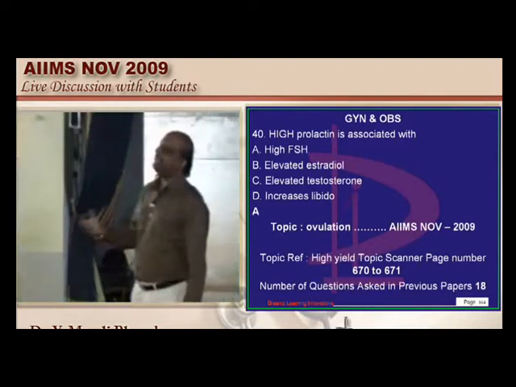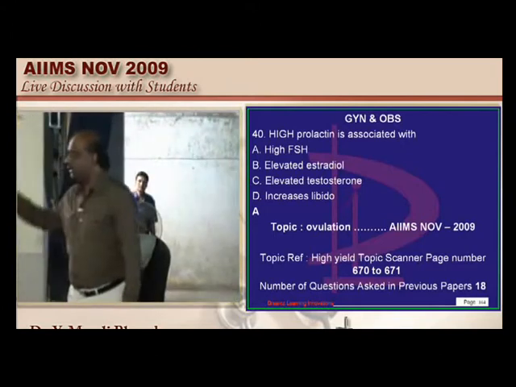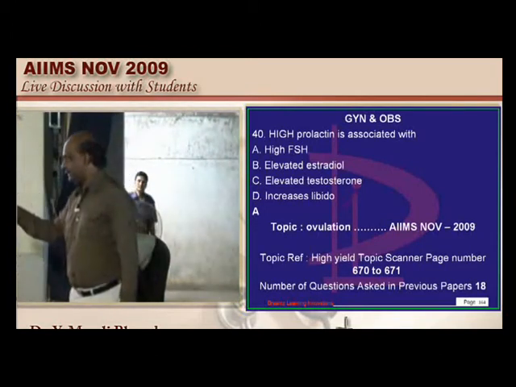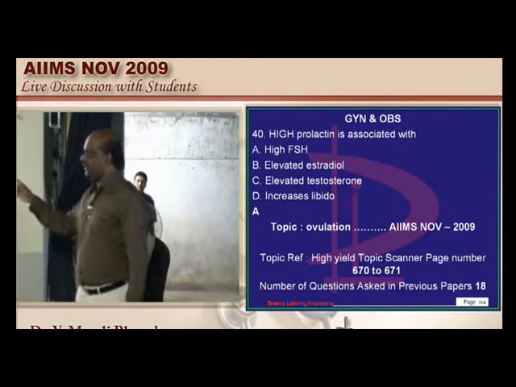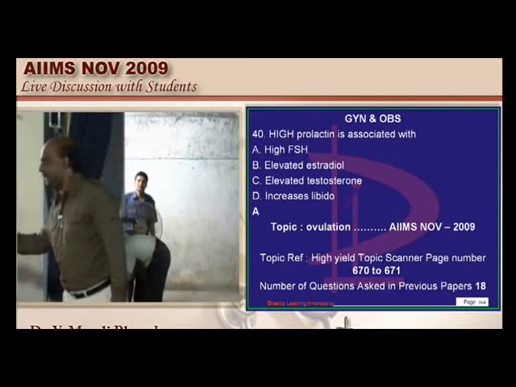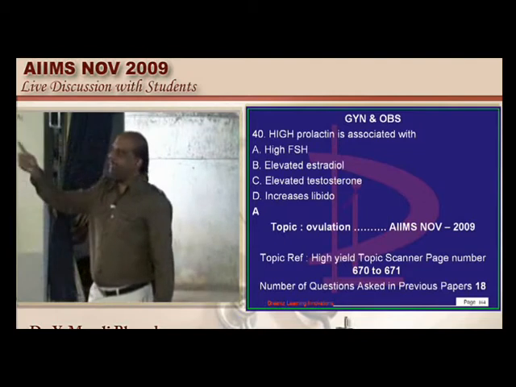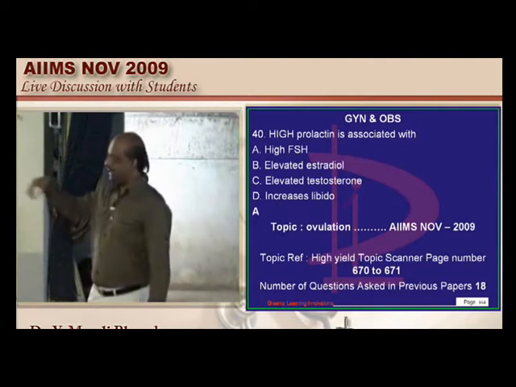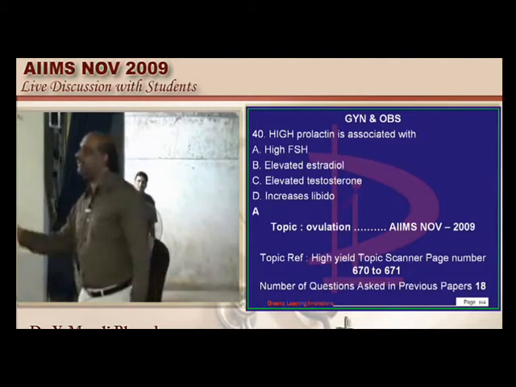Basically, how does prolactin prevent ovulation? Prolactin acts on the pituitary. Once more, it won't have a direct influence on the ovary. It will act only through FSH, by affecting the levels of FSH and LH.